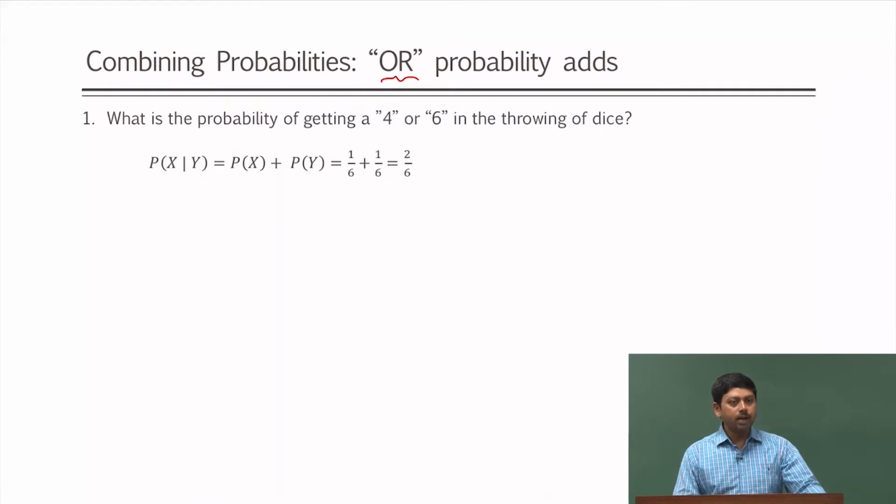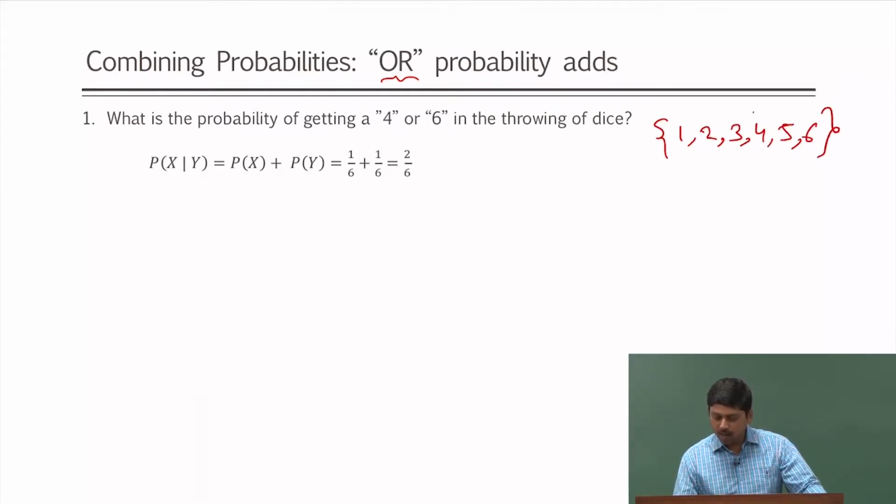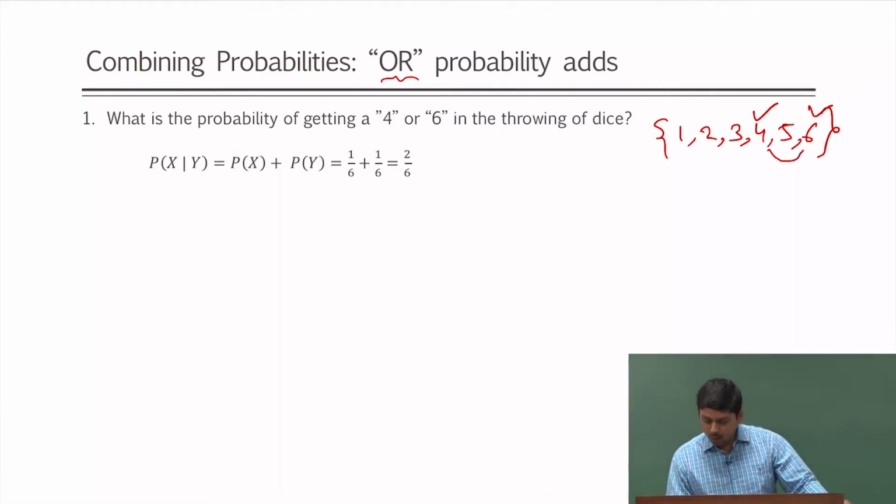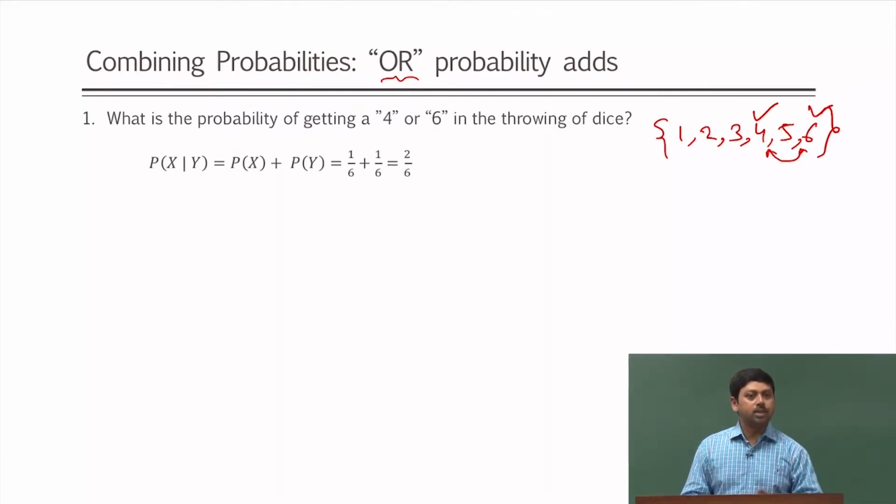is 2 by 6, and you can understand why, because let us say you have your sample space: 1, 2, 3, 4, 5 and 6. You want either 4 or 6, whichever is fine with you. So, if you throw, you get a 4, or if you get a 6, it is okay for you. So, which means that we have to add up those probabilities, because we are talking about 2 out of 6, and that came because each of them has 1 by 6 probability. So, what is the probability that we get 1 or 2 or 3 or 4 or 5 or 6? 1, because we will get either one of them.